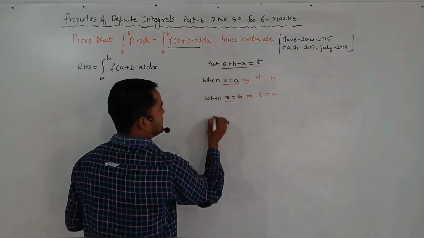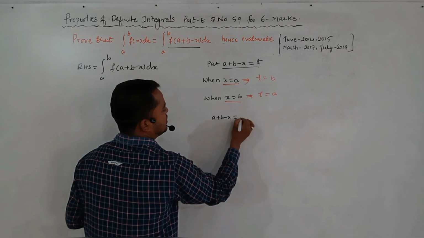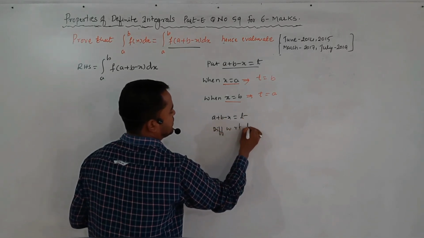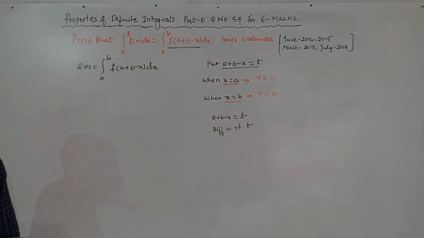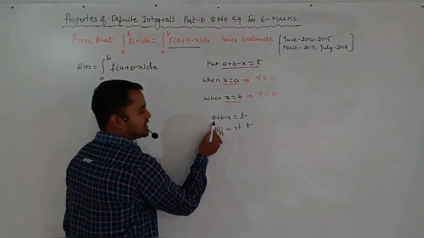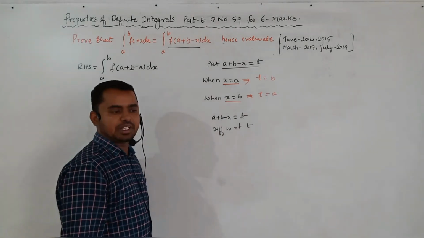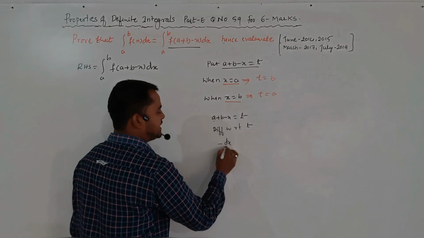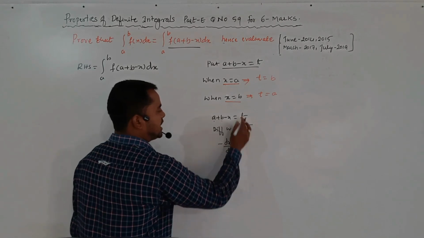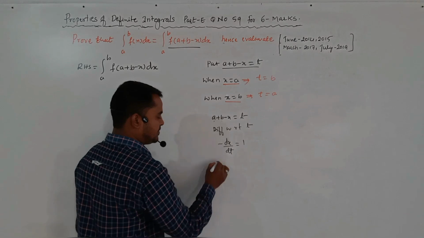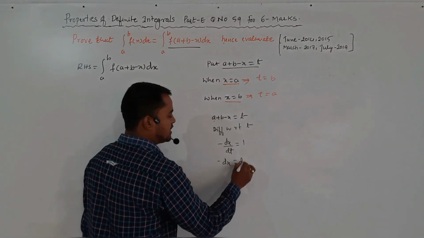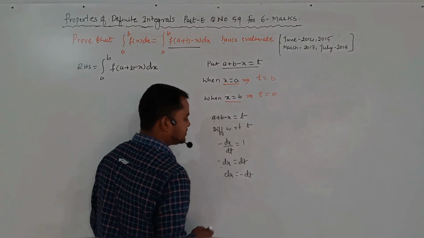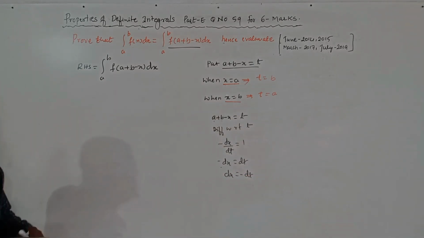a plus b minus x is equal to t. Now differentiate with respect to t. Derivative of a is 0, derivative of b is 0, because a and b are constants here. Derivative of x with respect to t is dx by dt. Derivative of t with respect to t is 1. Then minus dx is equal to dt. Now dx is equal to minus dt.